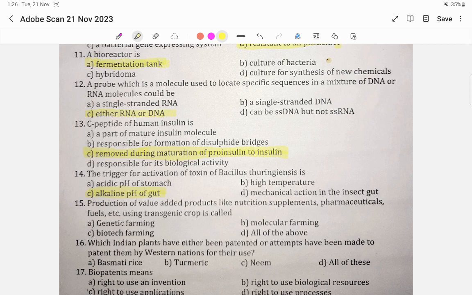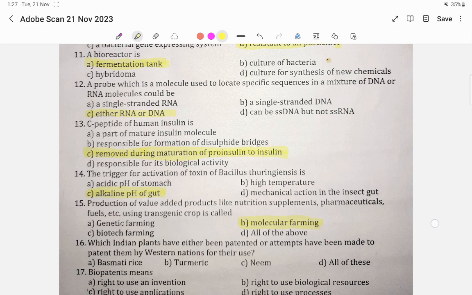The production of value-added products like nutrition supplements, pharmaceuticals, fuels, etc. using transgenic crop is called as, so since here we are obtaining molecules, it can be called as molecular farming. Using biotechnology products, or transgenic crop, molecular farming can be done, like we can obtain nutritional supplements, pharmaceuticals like antibiotics, vitamins, enzymes, fuels, etc. from transgenic crop. That is the reason the appropriate answer is molecular farming.